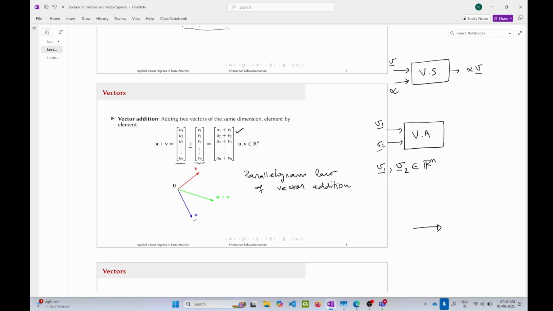Okay, so the parallelogram law of vectors is simply this. If you want to add two vectors, I'm going back to 12th standard or 11th standard physics. Let's say we have two vectors like this. How do we add these two?